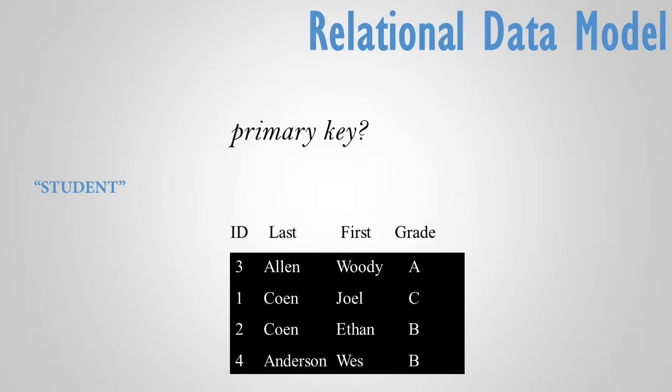It can't be last name because there's a duplicate. It could be first name, but it's probably better to go with the ID because that captures the entire student, not just their first name. It cannot be the grade because B is duplicated.